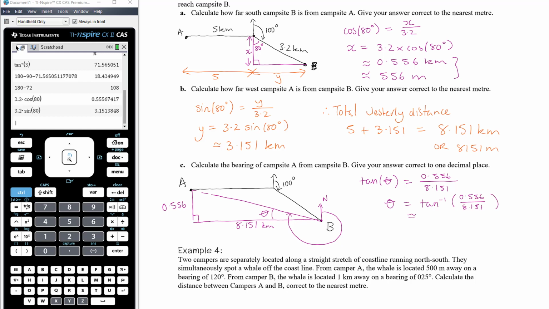Let's put that in our CAS. So inverse tan of, now I've got these two numbers sitting in my calculator, this number up here, enter, divided by this number here.